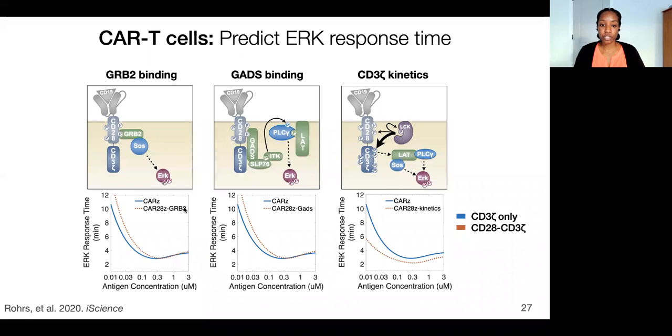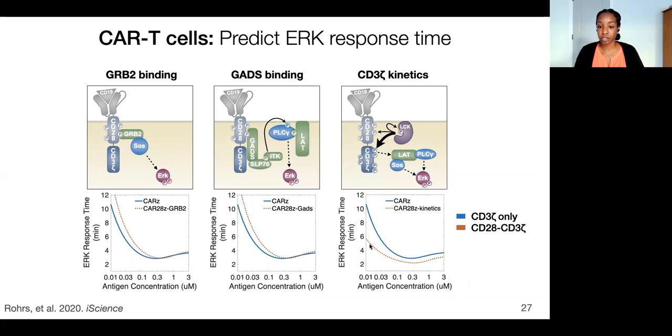So for the results on the two left figures, for GRB2 binding or GADS binding, we find very similar results: the presence of CD28, which is this red dashed line, slows down the ERK response time. We see that because the red dashed line is above the blue line when we have CD3 zeta only. So the presence of CD28 is slowing down the ERK response time, especially at low antigen concentrations. At high antigen concentrations, CD28 is not having really any effect at all.